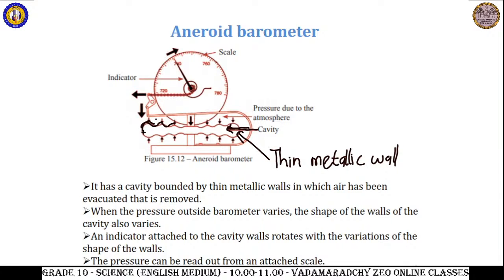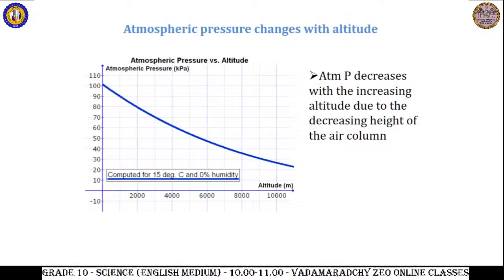In the aneroid barometer, there is a cavity bounded by a thin metallic core. According to the variation of the atmospheric pressure, the shape of the thin metallic core also varies. As the shape varies, the indicator rotates, so the pressure can be measured. These are the two methods used to measure atmospheric pressure: first the mercury barometer, second the aneroid barometer.